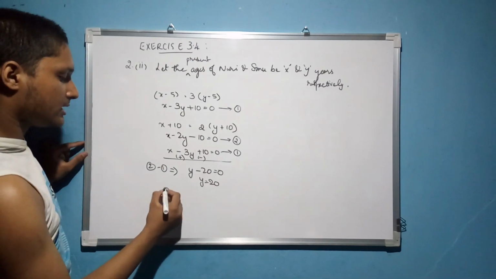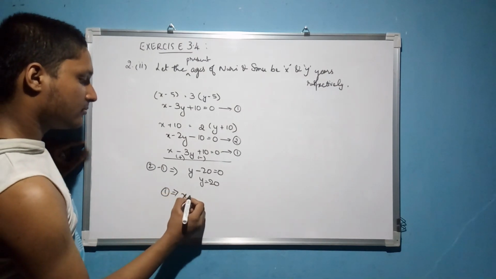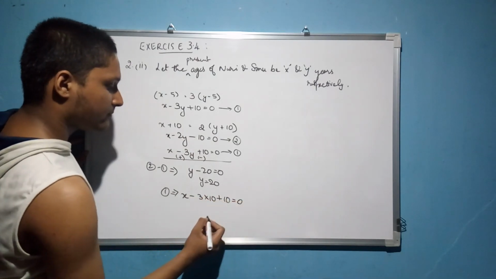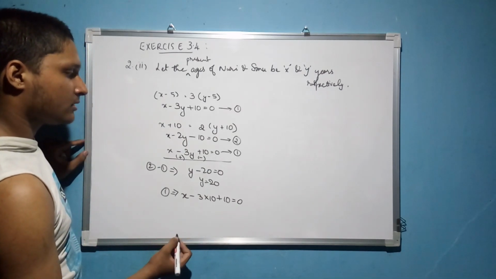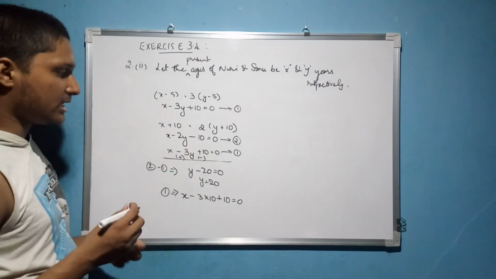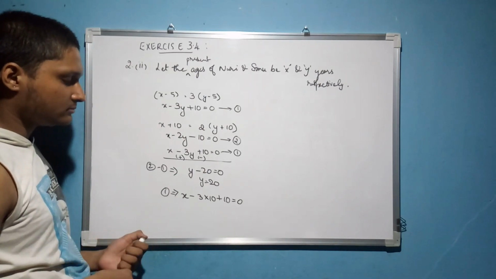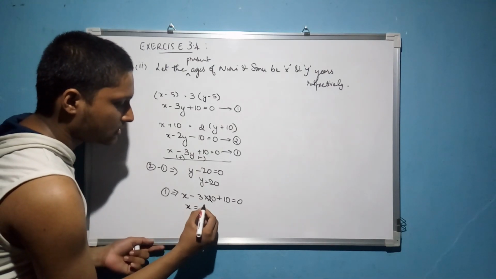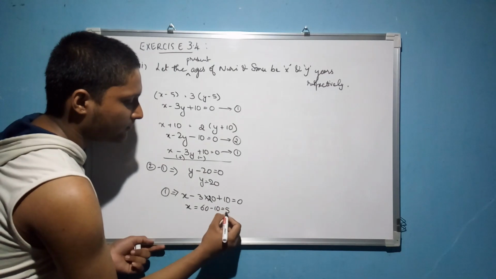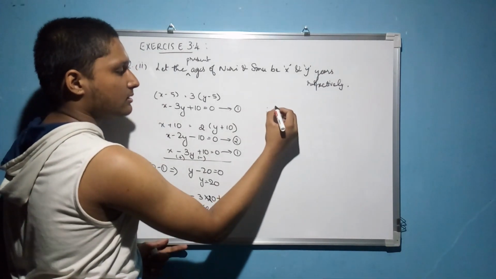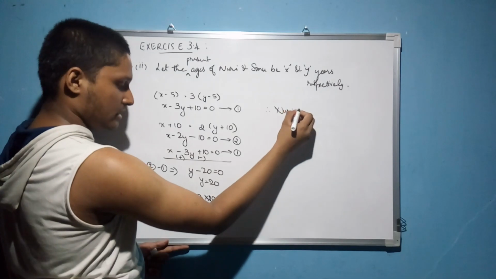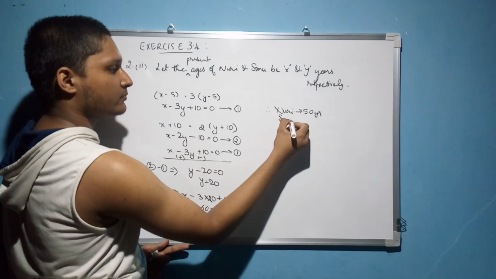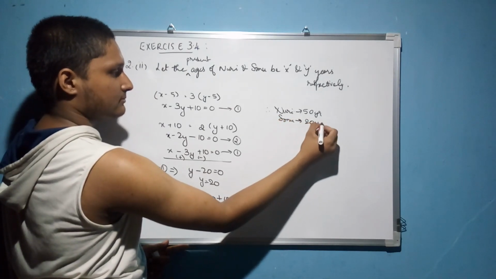Okay, from the first equation I can tell that x minus 3 into 10, that is 30, plus 10 is equal to 0. Or I'll take it here also, it comes to be the same, 20 here. 2 into 20, right? 2 into 20 that is 60. So x is equal to 60 minus 10 that is equal to 50. Therefore the present age of Noori is 50 years and the present age of Sonu is 20 years.